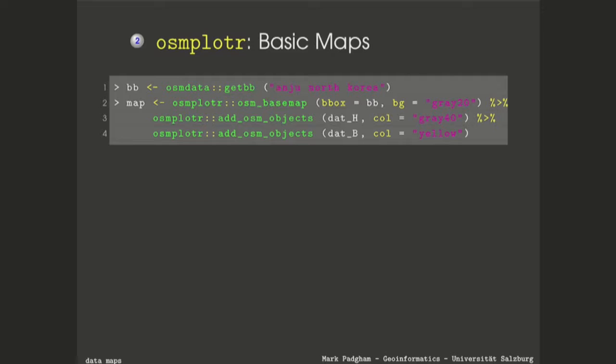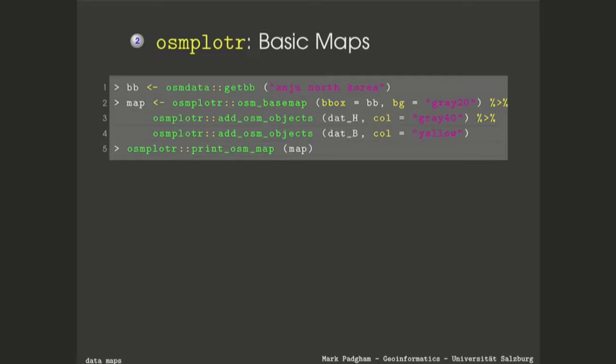Then how to make a map is similarly easy. This is the last time that I'll use explicit package names here before I go to OSM plotter, but you can get the bounding box for a place using OSM data. And then in OSM plotter, call a base map, which just defines the proportions of the map and the scale, the limits of it, and then add OSM objects. So here you just make a base map, you add highways, and you add buildings, and you've got a map.